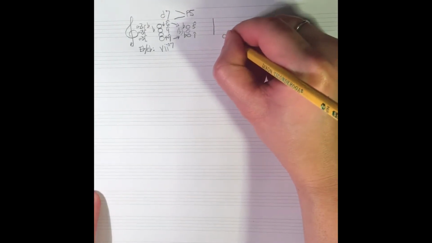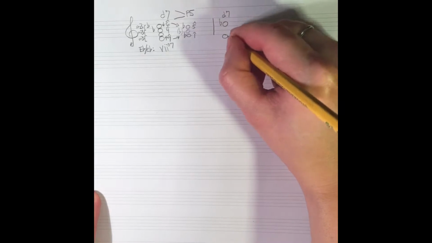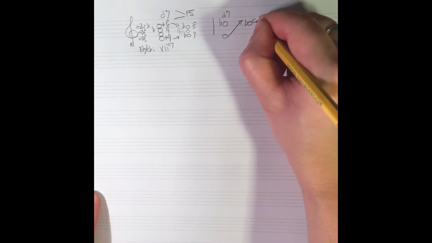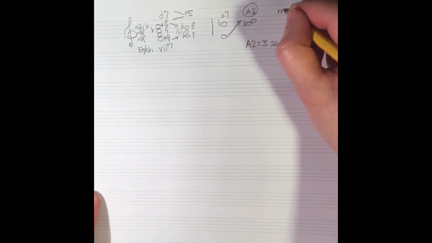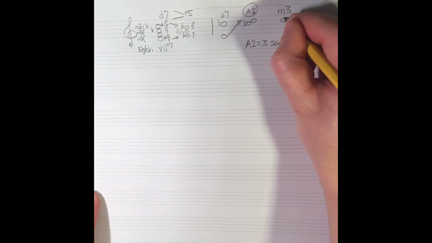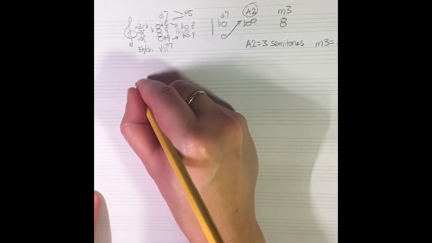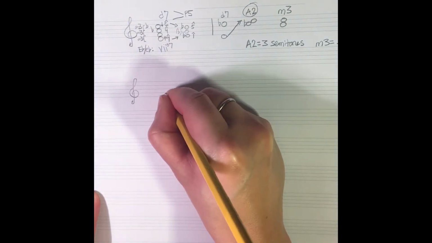What happens if we invert the interval of a diminished seventh? It becomes an augmented second. There are 3 semitones in an augmented second and in a minor third. They're enharmonically equivalent. So what happens if I respell this interval as a minor third? The chord still sounds the same, but it looks different on paper.